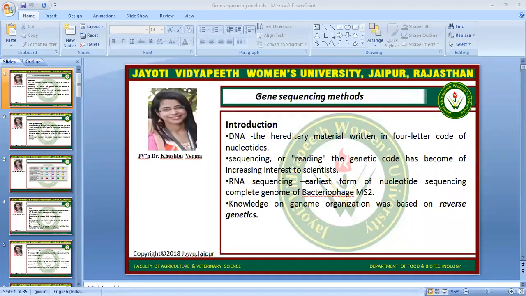Today we will discuss gene sequencing methods, and this session is related to the course Recombinant DNA Technology of the programs BTech FBT and BSc BT, 6th trimester. First of all, we will go for the introduction.